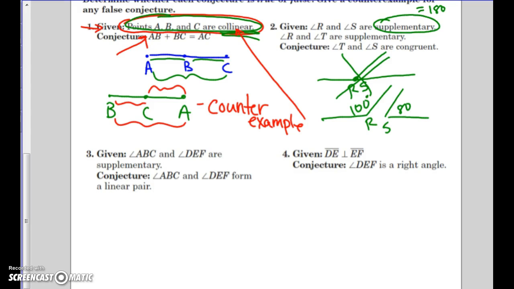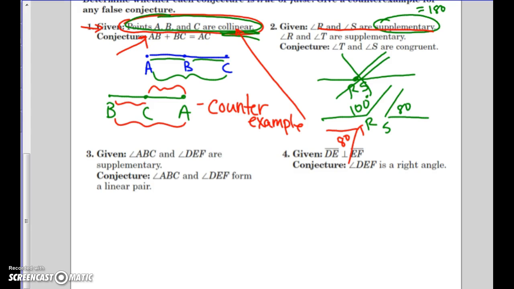Everybody good? He said it's congruent. What's congruent? The two, T and S. Oh, but then the next thing is that I drew R and S and they're supplementary. And then it tells me that R and T are also supplementary. So that one has to be 80. So this one also has to be 80 in order for those two to be supplementary. So is it true that T and S are the same?